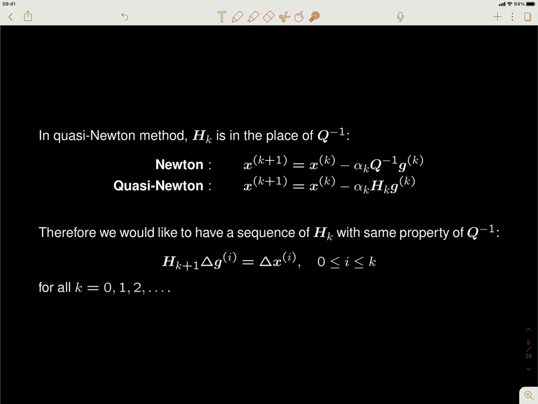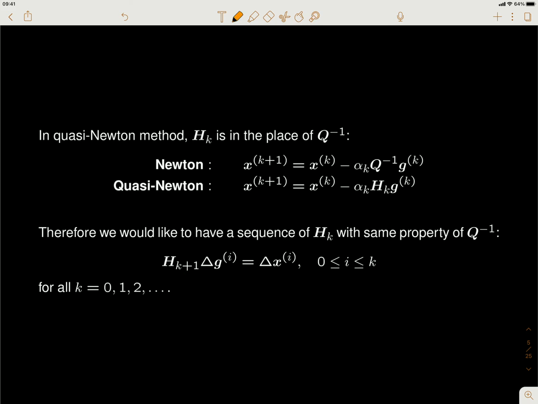That means for each iteration K, the new matrix HK plus 1 that I'm going to compute should satisfy this equality for all the i's less than or equal to K. Okay, that means for all the deltas I computed so far, I want this HK plus 1 to be perpendicular to that.